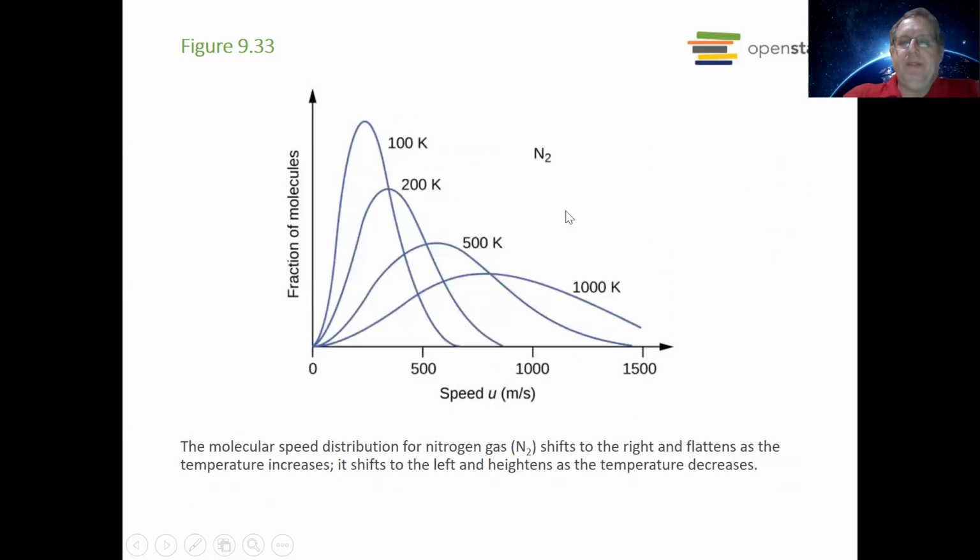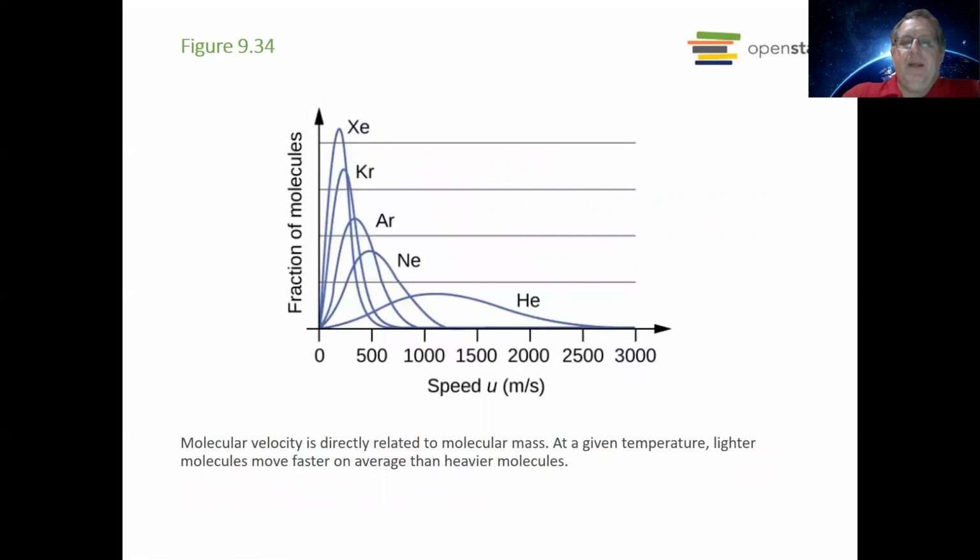Here we see nitrogen at a number of temperatures, and you can see how the curve flattens out as it gets to higher and higher temperatures. Likewise, we can compare gases, and lighter gases are going to be moving much faster than heavier gases. For example, helium, very small, is going to be moving far faster than argon at the same temperature.